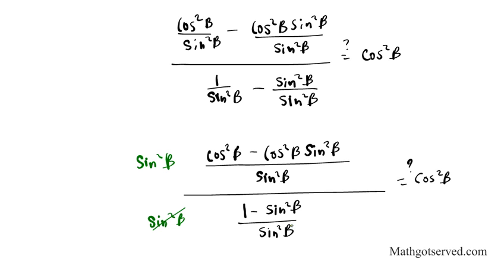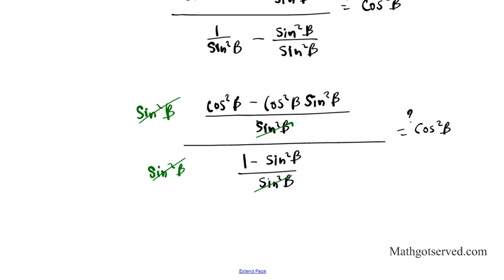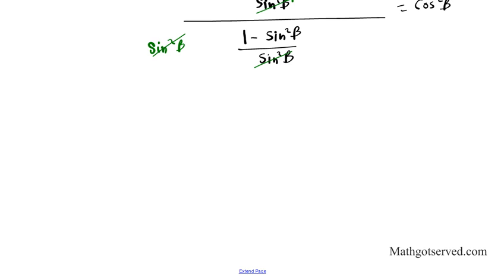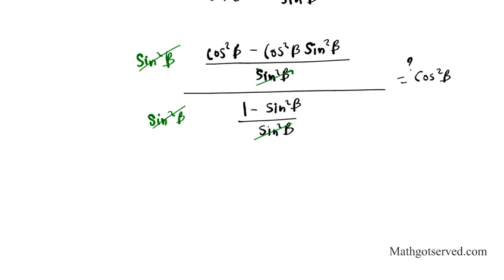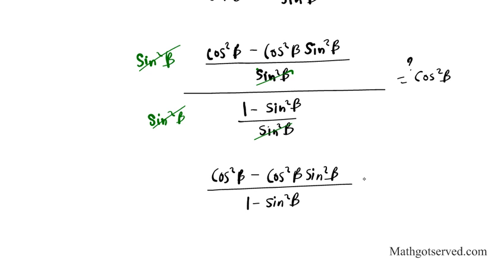So this divides with that, and this divides with that, and I'm going to be left with, on the left side, cosine squared b minus cosine squared b sine squared b divided by 1 minus sine squared b. Is it equal to cosine squared b?